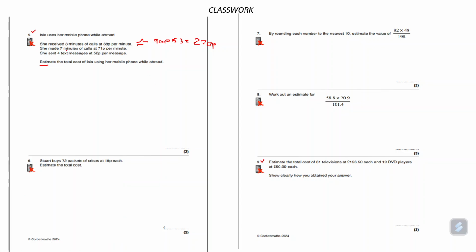The next one is 7 minutes of calls at 71p per minute. So 71p, as usual, we look at the last digit. This is 1. The rule states that between 0 to 4, you round down, and 5 to 9, you round up. So rounding this to the nearest 10 becomes 70p times 7. That will give us 490p.